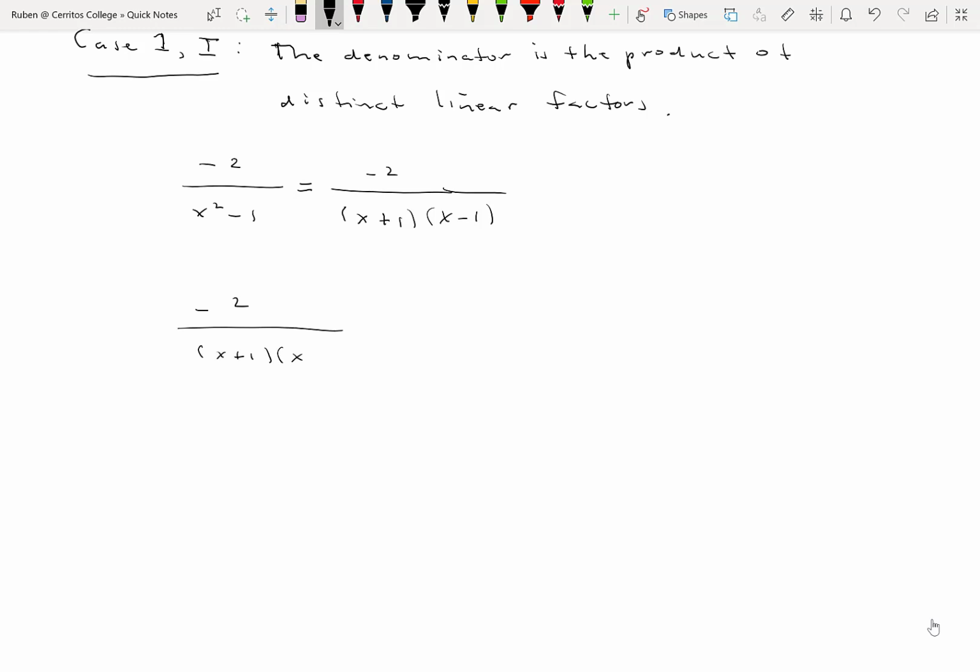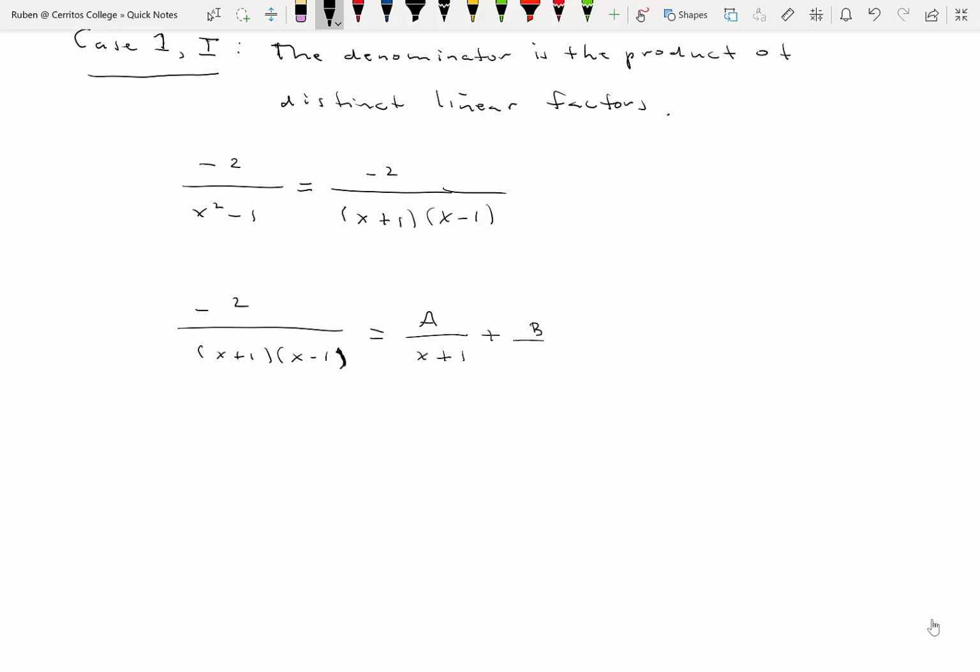By the way, what does the word distinct mean? The word distinct here means different factors. So we're not looking at x minus 1 times x minus 1 again. Each of the factors is different, or distinct, okay? What we do is we sort of go backwards from what we did in algebra. In algebra, this would be the final result, this negative 2 over x plus 1 times x minus 1. We go backwards and ask ourselves, what two fractions could have been added together to get this?